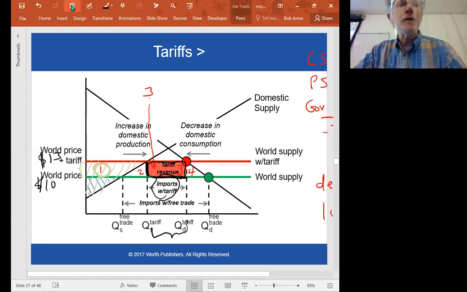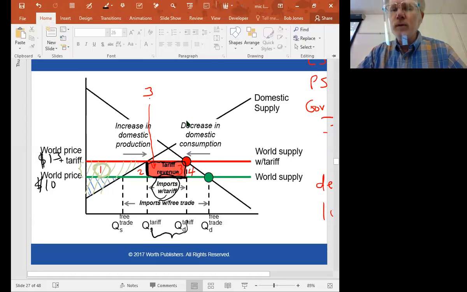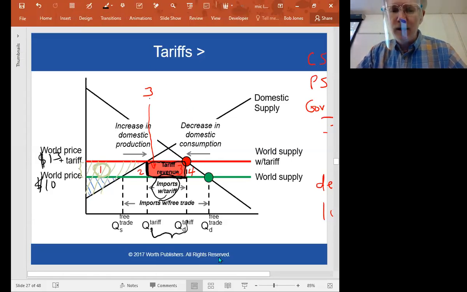Let's see if I can get this on the graph. I'm not sure why that's off the screen.